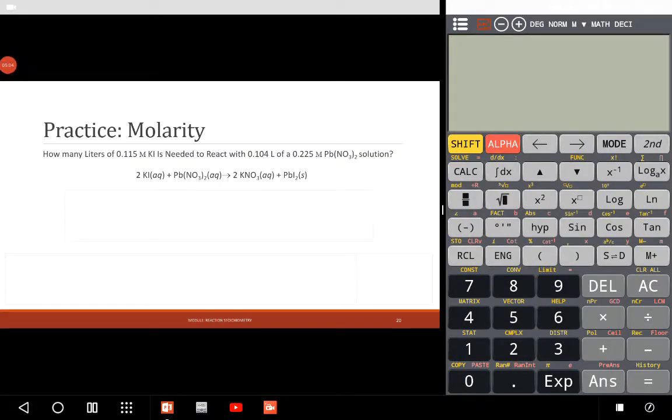Here's a practice problem for you. I want you to pause the video and try to work this out on your own, and unpause the video when you're ready to continue. The problem reads, how many liters of 0.115 molar potassium iodide solution is needed to react with 0.104 liters of a 0.225 molar Pb(NO3)2 solution?